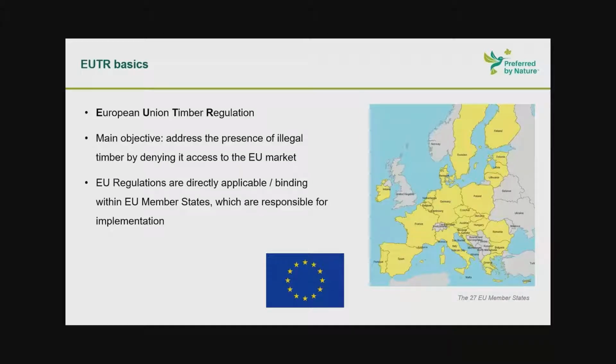So EUTR, European Union Timber Regulation, the main objective basically of this regulation is to prevent and to deny illegal timber into the European internal market, either coming from outside or from forests in the market itself. To do that, we have a regulation on EU level, which is then applicable or binding to the member states, you see here in yellow, and they have to then implement it into their own legislation and make it work, basically.